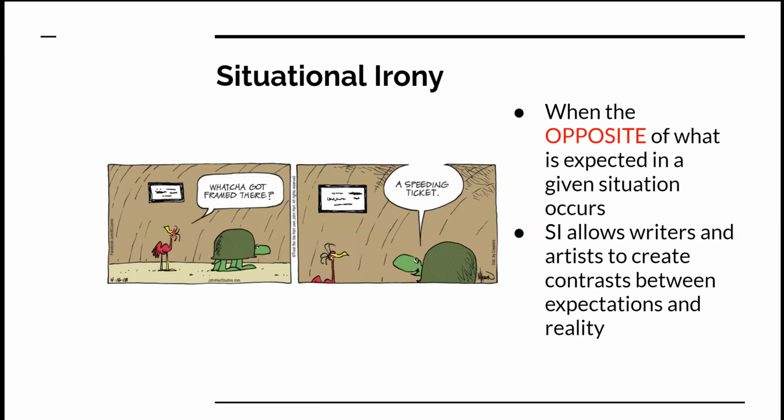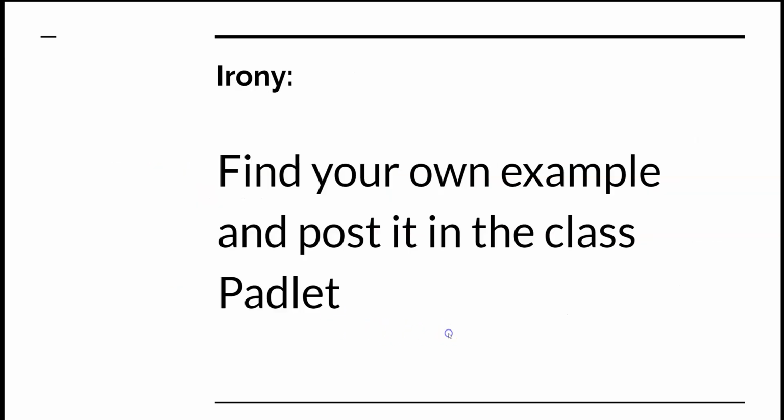We look at that, we see it in our cartoon here. What you got framed there says the bird. The turtle says a speeding ticket, ha ha ha, because that's the opposite of what we would expect a turtle to have mounted on his wall, a speeding ticket. Turtles can't go fast, that's crazy. See what I'm saying here? You see what I'm saying, gang? And we usually use situational irony to allow writers and artists to create contrasts between expectations and reality.